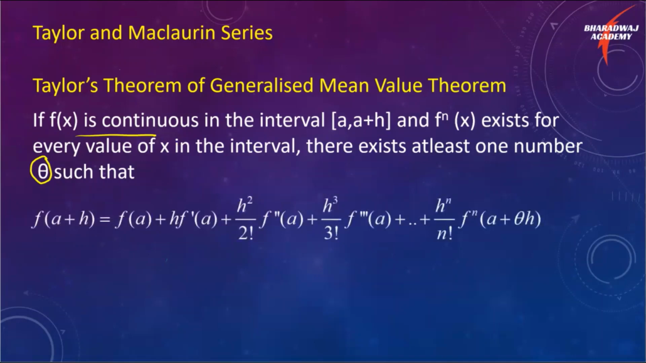as you can see, it's a very long expression, but we need to concentrate on one very important term, which we call the remainder. Now, can you see that there is a term a plus theta h here? What is the meaning of this? Let us focus on the very nature of this number a plus theta h. Let me tell you that this number theta lies between 0 and 1.